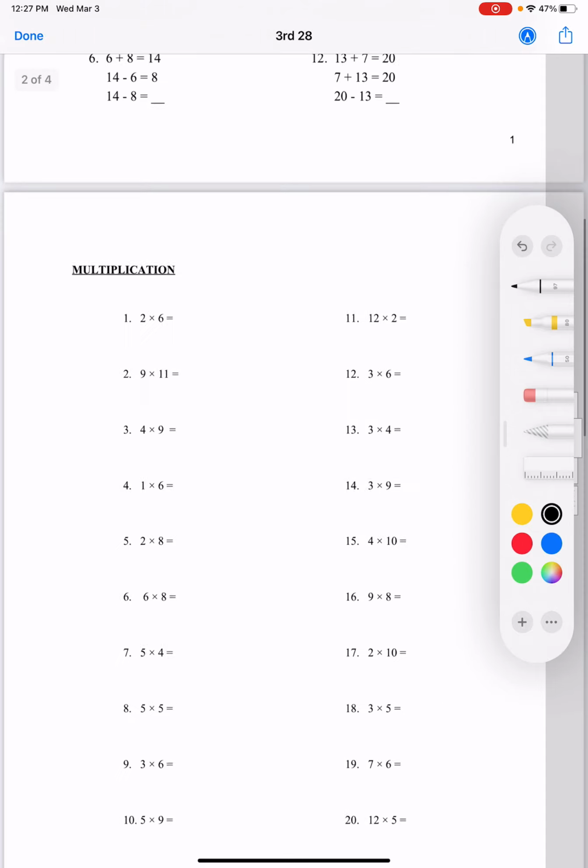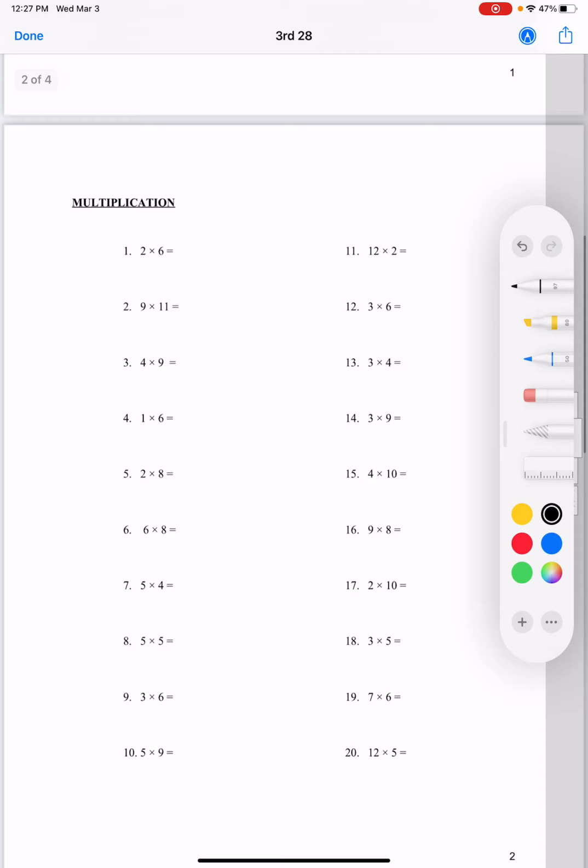Okay. Moving on, multiplication. So multiplication is like thinking there are 2 groups of 6. So basically, if drawn out, it would look something like this. 1, 2, 3, 4, 5, 6. That's one group. 1, 2, 3, 4, 5, 6. That's 2 groups. And if you count every single circle, it goes 1, 2, 3, 4, 5, 6, 7, 8, 9, 10, 11, 12. Which means that 2 times 6 is equal to 12.